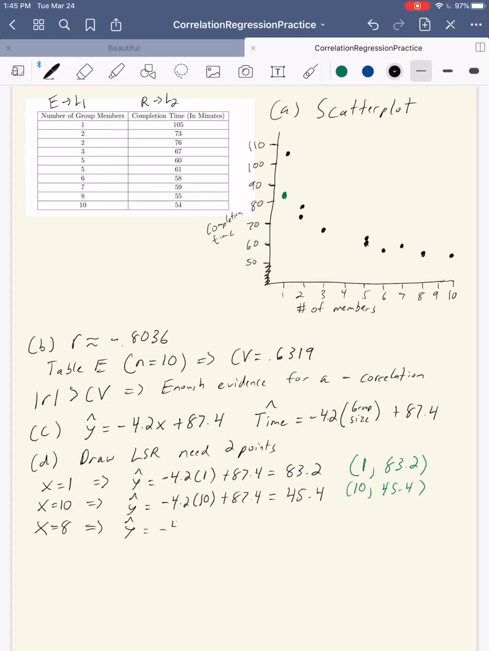So we can get negative 4.2 times 8 plus 87.4. We type that into our calculator, negative 4.2 times 8 plus 87.4. We should get 53.8. So that point would be 8 comma 53.8. And that should be drawable, right? 8 and 53.8 should be somewhere right about there. All right, now we can go ahead and connect our two points there, right?